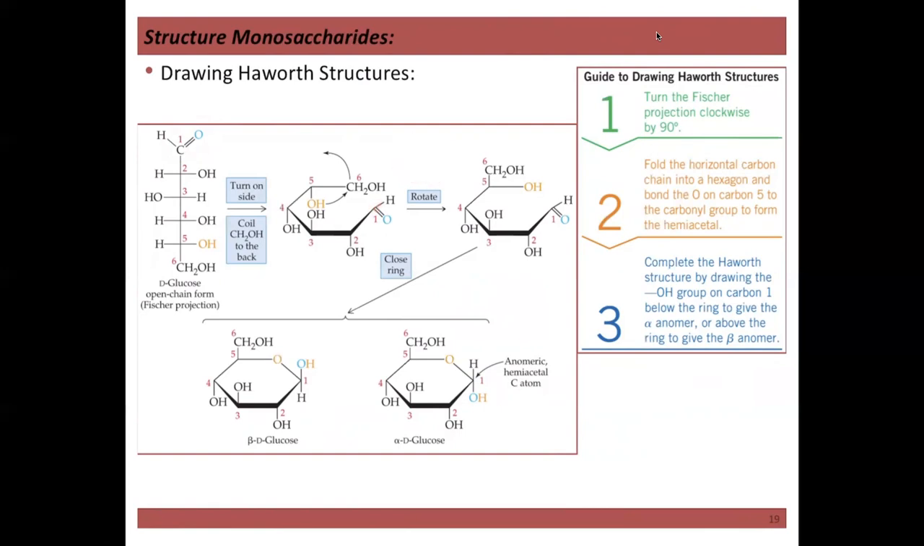And then what you do is you notice that this one is to the right and it's down. This one's to the left and it's up. This is to the right and it's down. And this is to the right and it's down. Now notice the OH that is orange, that is the last chiral center, and that's the one that determines if it is D or L.